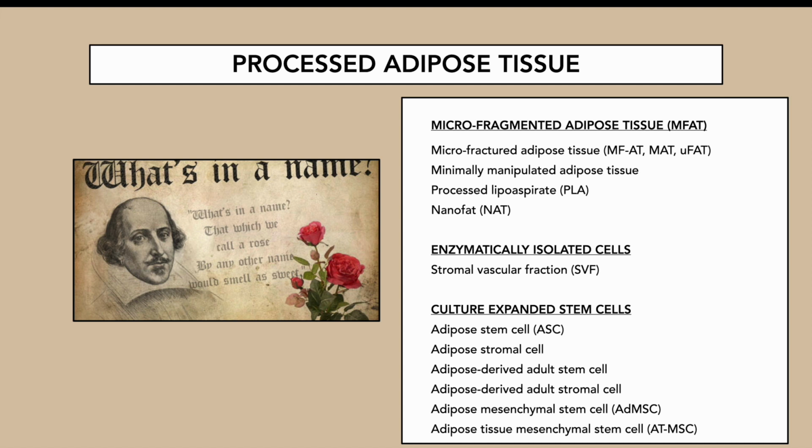Now, if you look at the published literature, the processed adipose tissue is explained with many different names. We are going to refer specifically to those studies that look at microfragmented adipose tissue, known as MFAT, but you can see it has been described in many different ways. If you then go on to isolate the cells using enzyme digestion, that's called stromal vascular fraction. And if those expanded stem cells are then used for your treatment, they go by many different names. The most common one, of course, is the adipose stem cell, or the ASC.